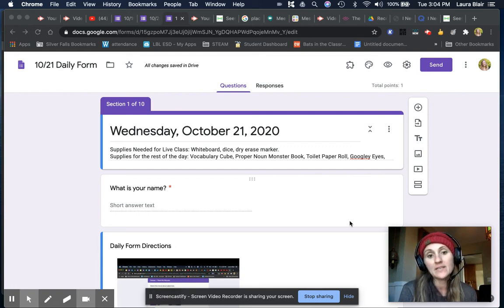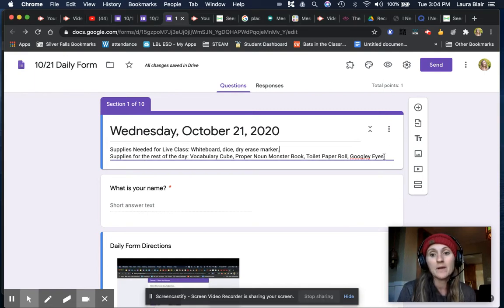Your supplies that you'll need for the live class are your whiteboard, dice, and dry erase marker. And for the rest of the day, you're going to need your vocabulary cube paper out of your bag, your proper noun monster book, a toilet paper roll or a couple, googly eyes. You're going to need some colored paper.